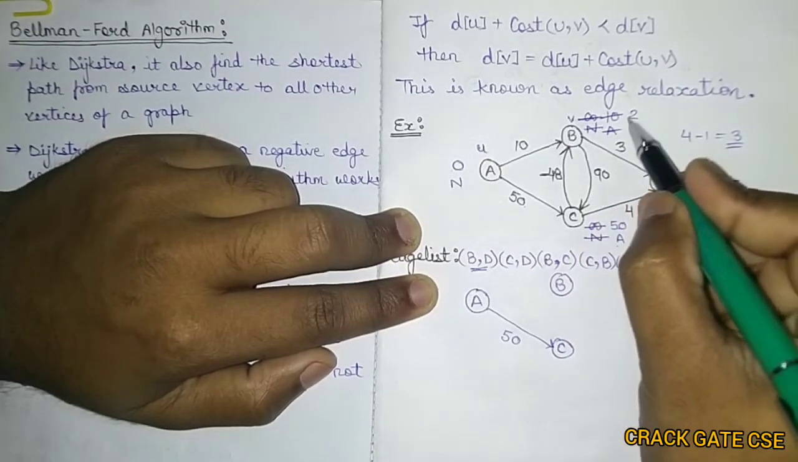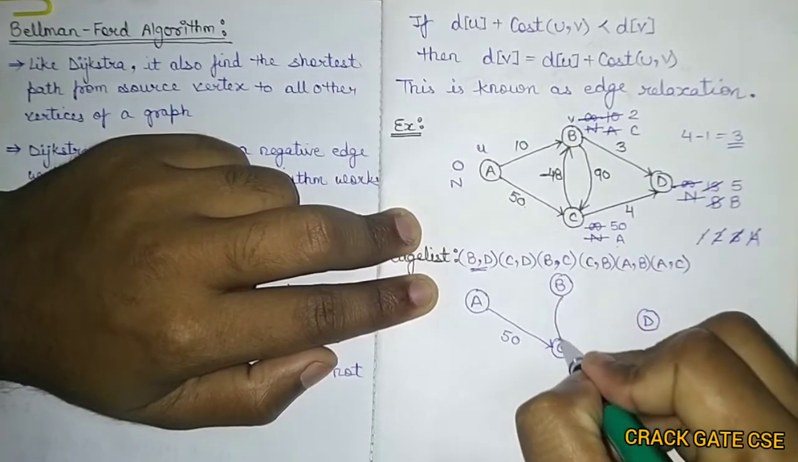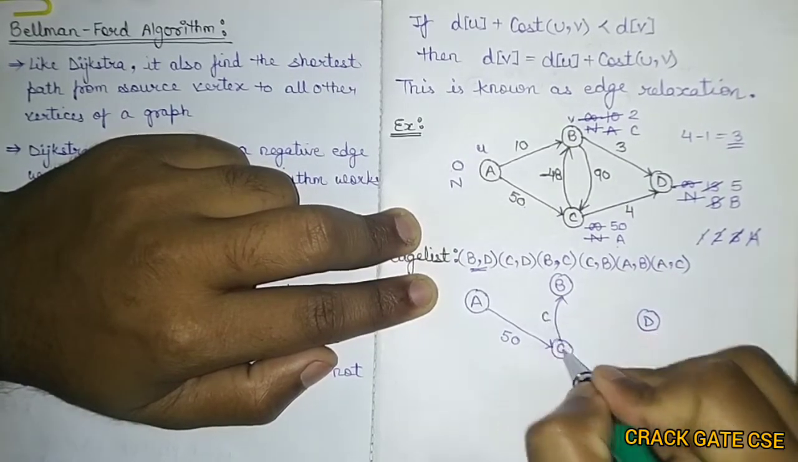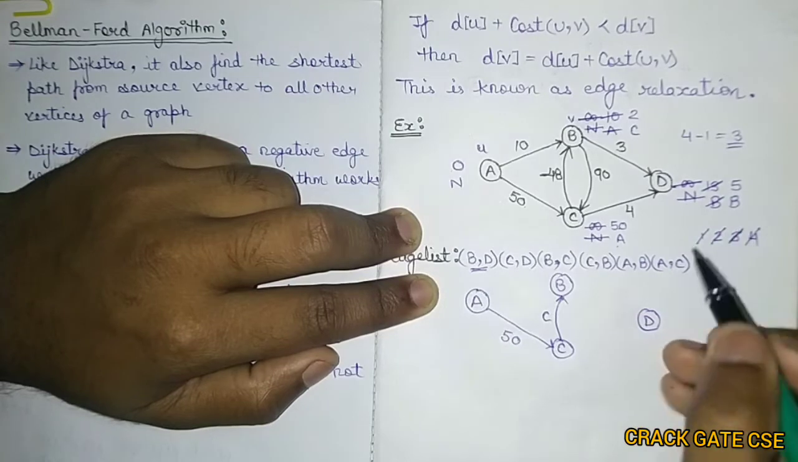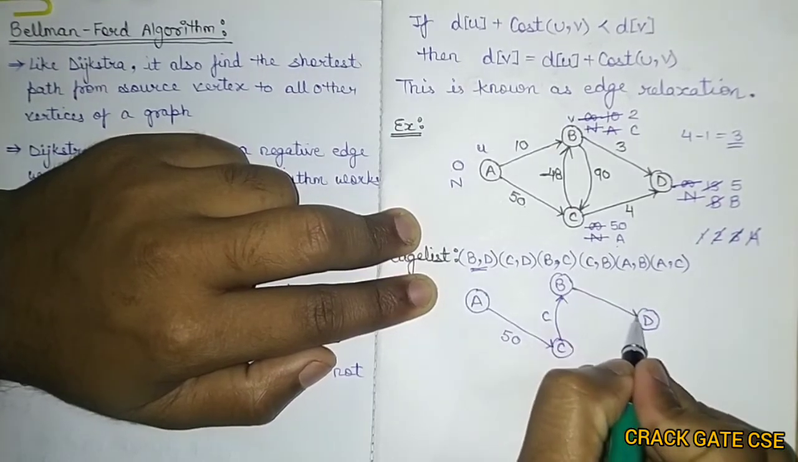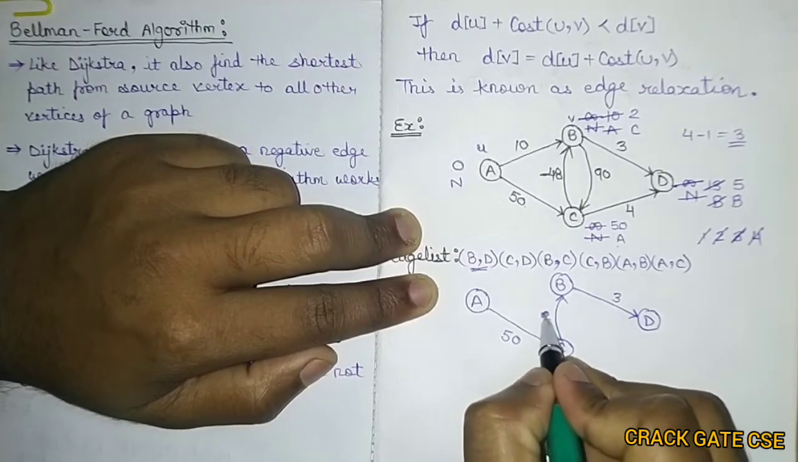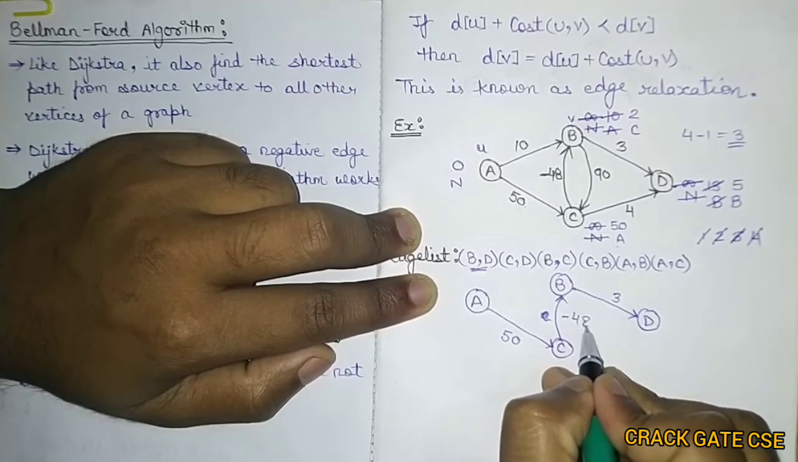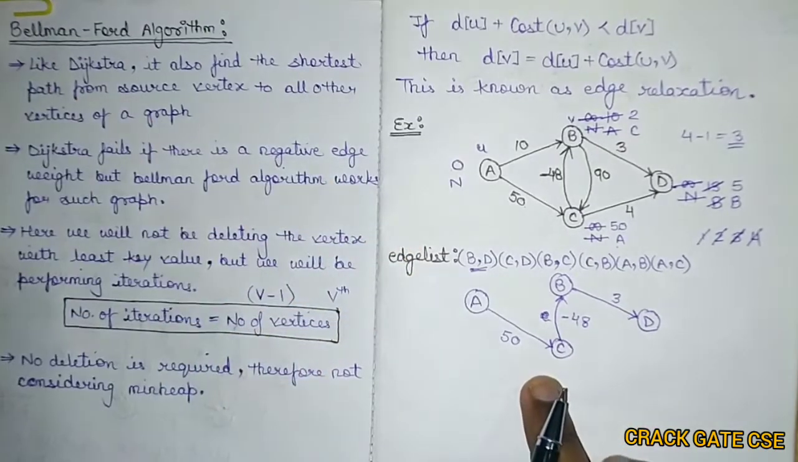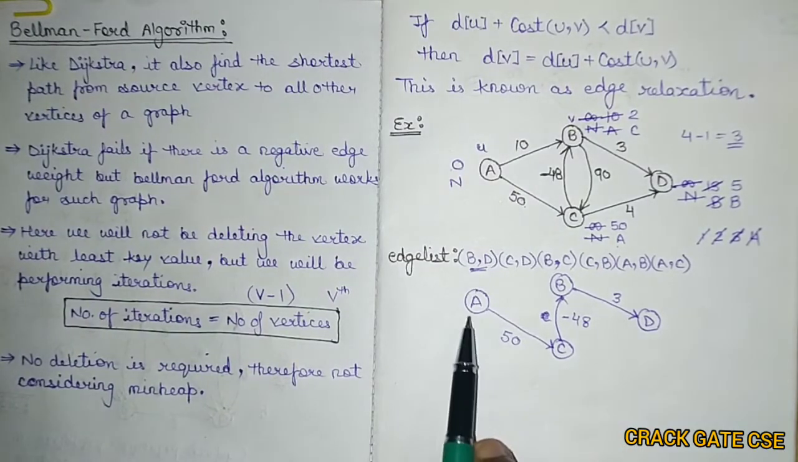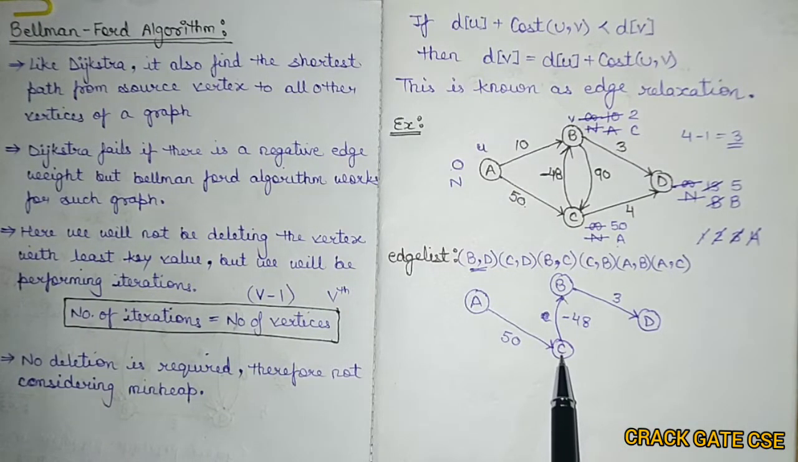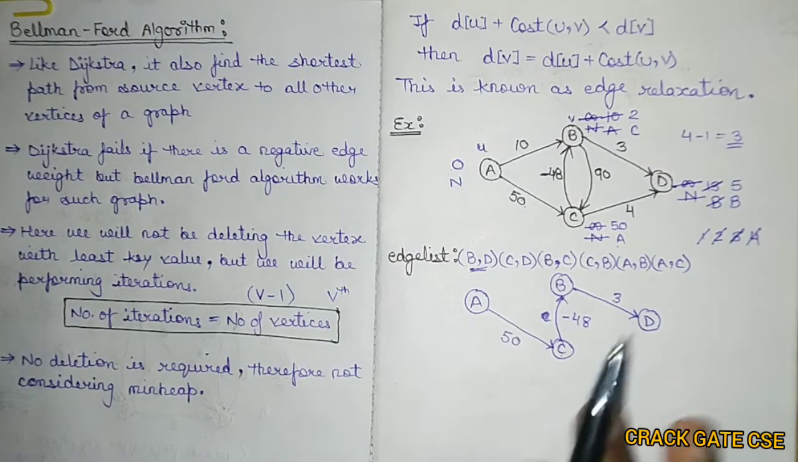B is getting 2 from C. That means we have to take this path because the parent is C and the D parent is B. So D parent is B. What is the value of this particular edge? 3. So this value is minus 48. So this is the single source shortest path. From A we find out what is the shortest way to reach C, B and D. So this is how you can find out the single source shortest path from this particular algorithm.